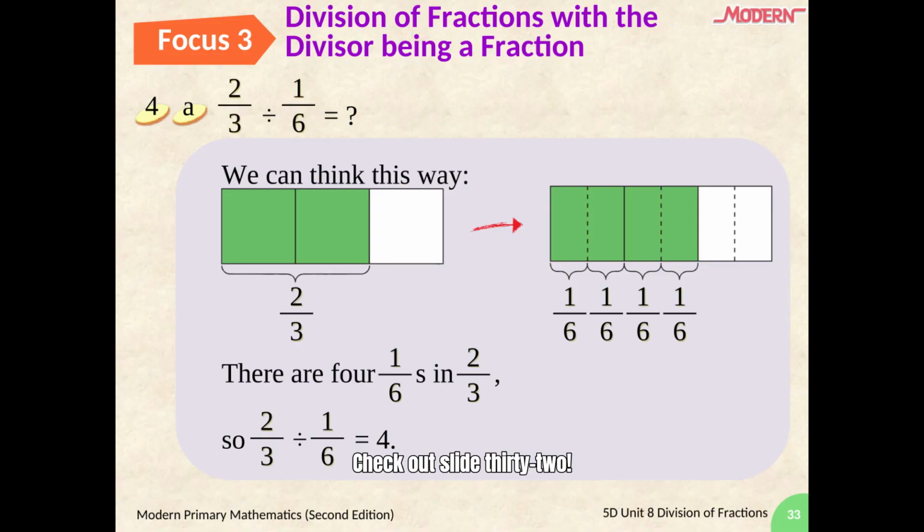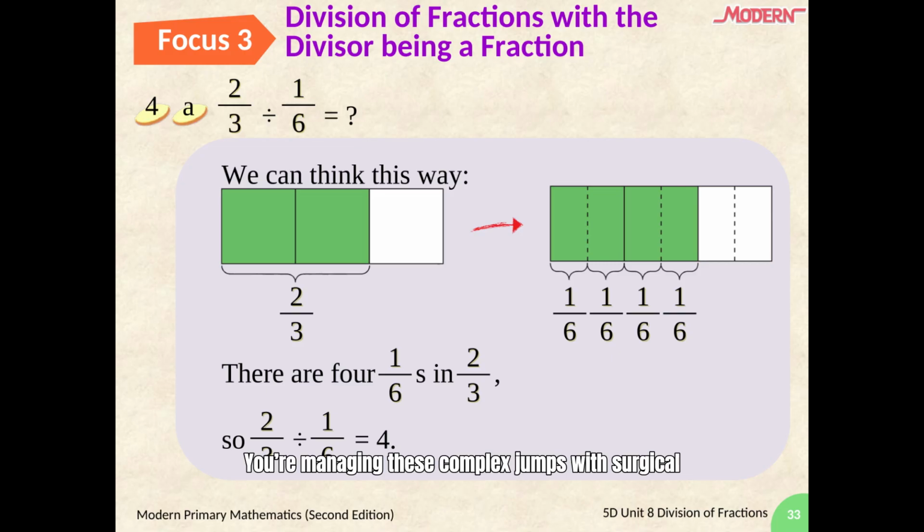Check out slide 32. Battle 1, 3 divided by 4/5. Swap and flip to get 3 times 5/4. Result, 15/4 or 3 and 3/4. Battle 2, 8 divided by 4.5. Tuxedo prep first, 9/2. Swap and flip to get 8 times 2/9. Result, 16/9 or 1 and 7/9.